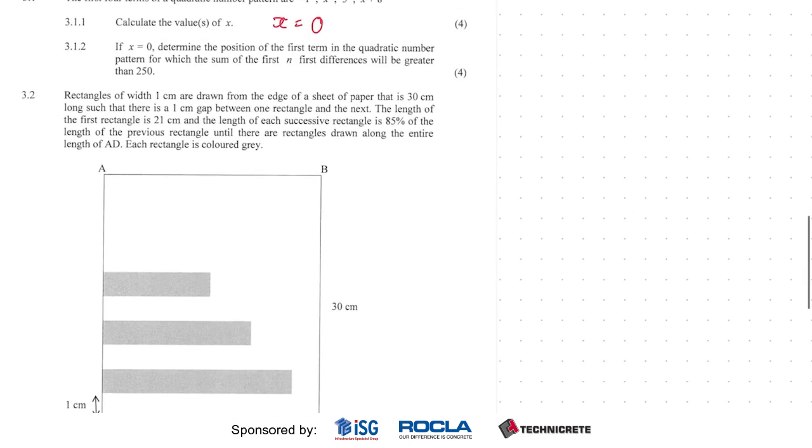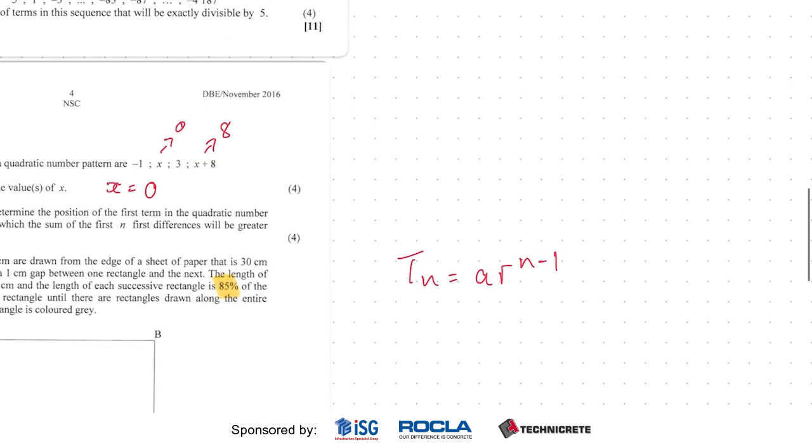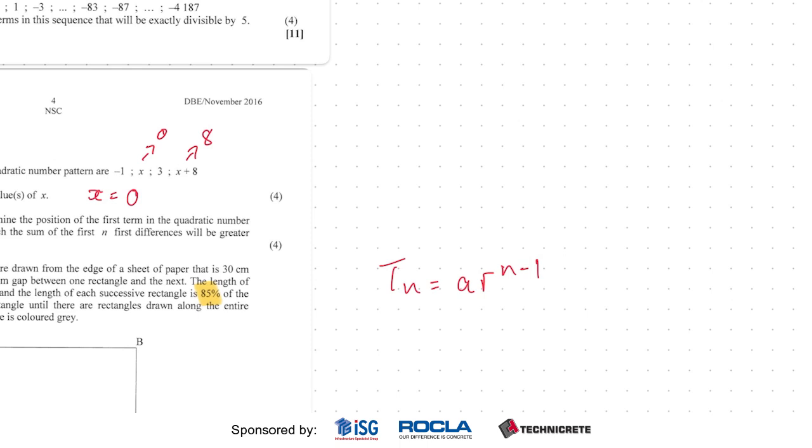So this is very straightforward. They give it to us as a percentage, but this is our ratio, our r value for our equation. So we're going to use Tn equals a r to the power n minus 1.